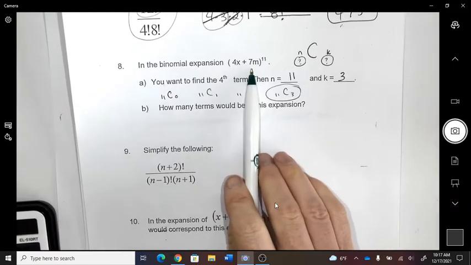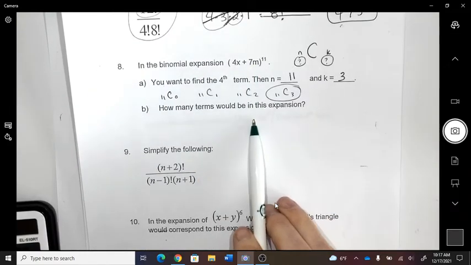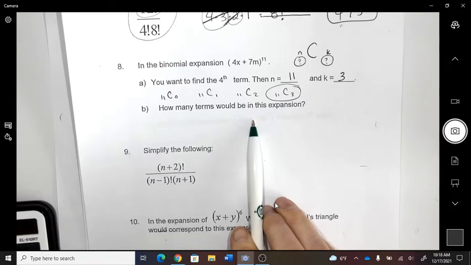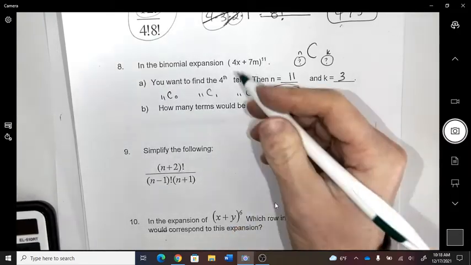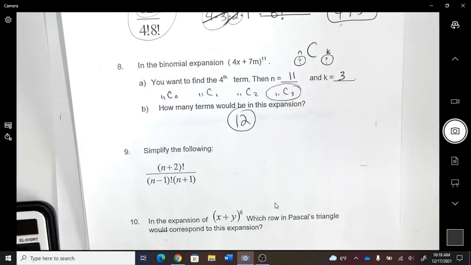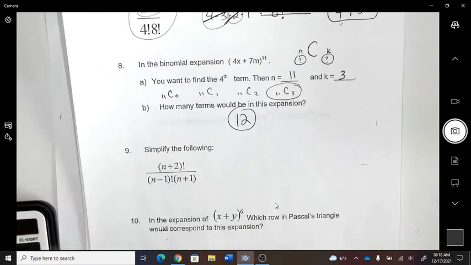Once you're done expanding this whole thing, how many terms would there be at the end? How many terms would that produce altogether? 12. Okay, it's always 1 more because the first term was 0, so that adds an extra.